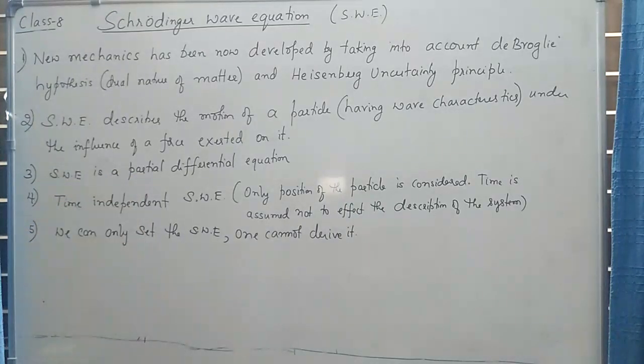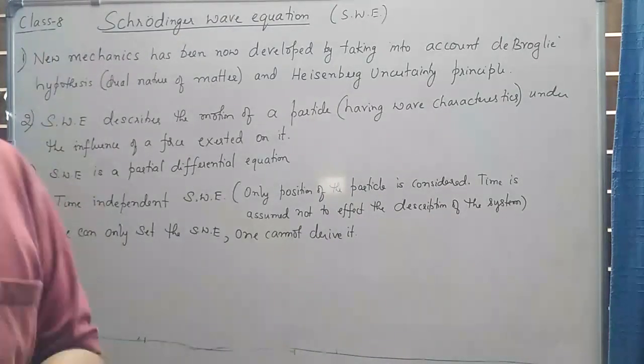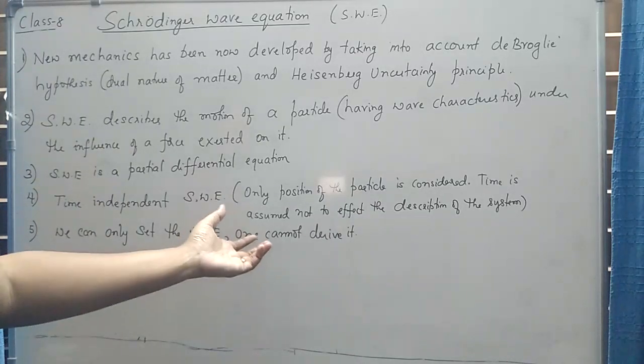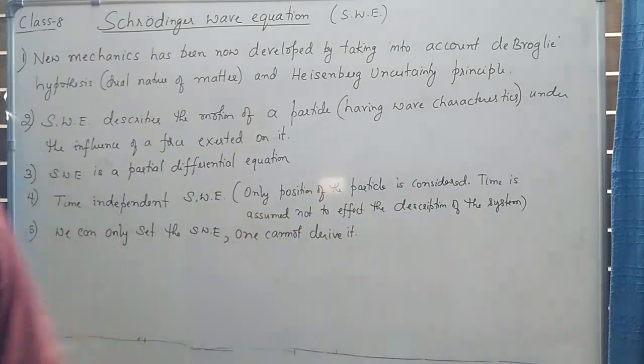We have to use this Schrodinger wave equation, and I already told you it is a differential equation. The Schrodinger wave equation is nothing but a partial differential equation. The equation that we are going to discuss now is the time independent Schrodinger wave equation. What does it mean? It means that only the position of the particle needs to be considered. For example, if we are discussing a three-dimensional system where x, y, z represents the position of the particle, only the coordinates x, y, z need to be considered to describe the system. Or in other words, time is believed not to affect the description of the system.